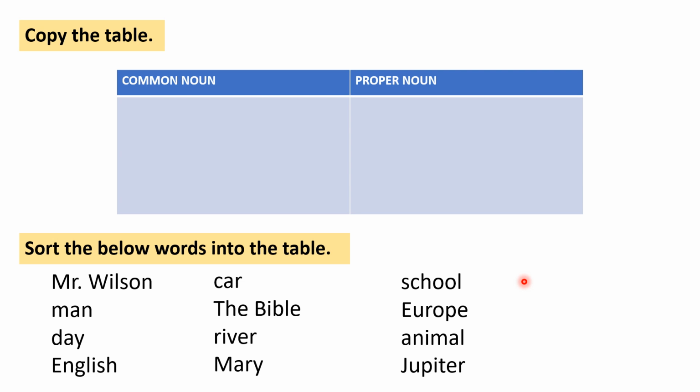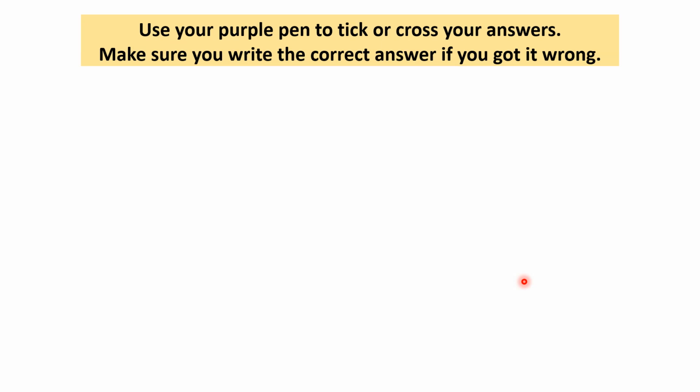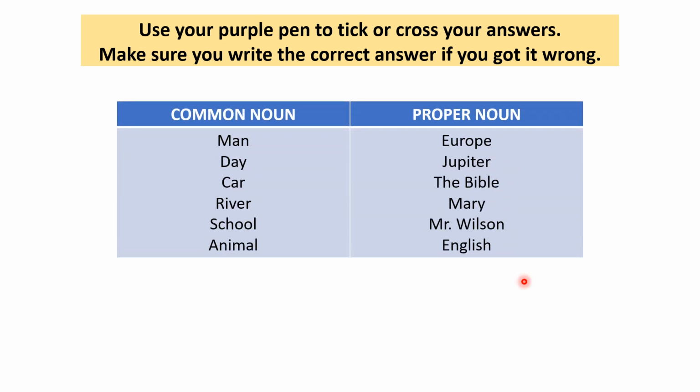Okay, if you're back, that means that you've sorted the words and we are ready to make some purple pen corrections. Give it a tick if you got it right. If you've put the word in the wrong side of the table, just cross it out and write it in the correct side in your purple pen, please.